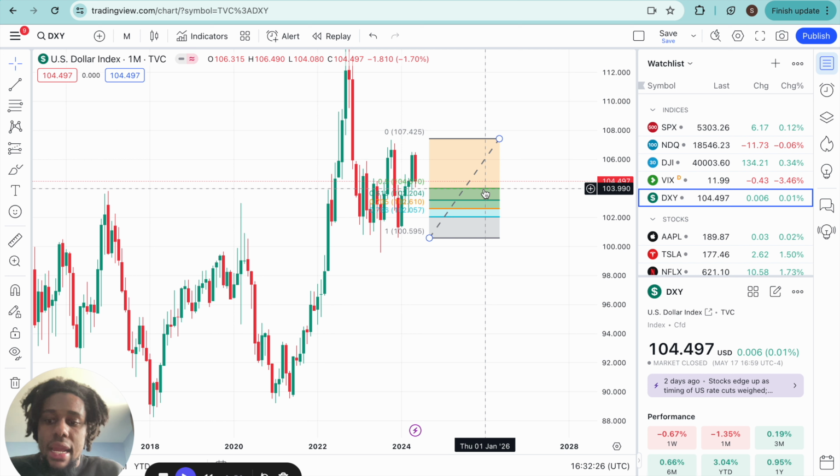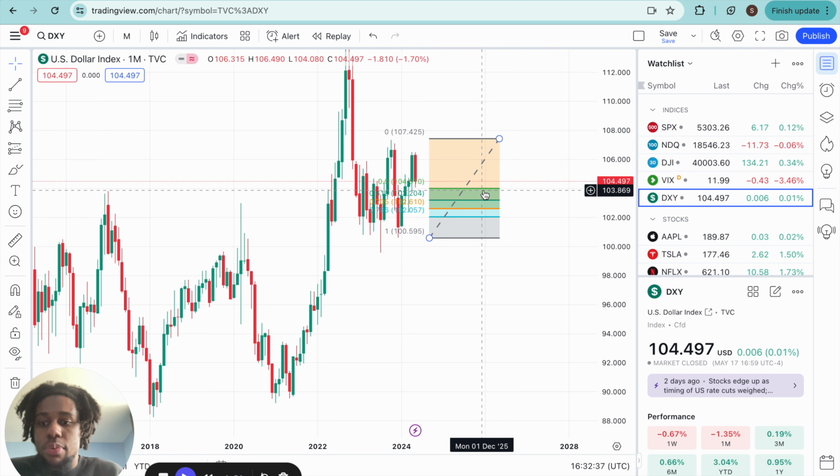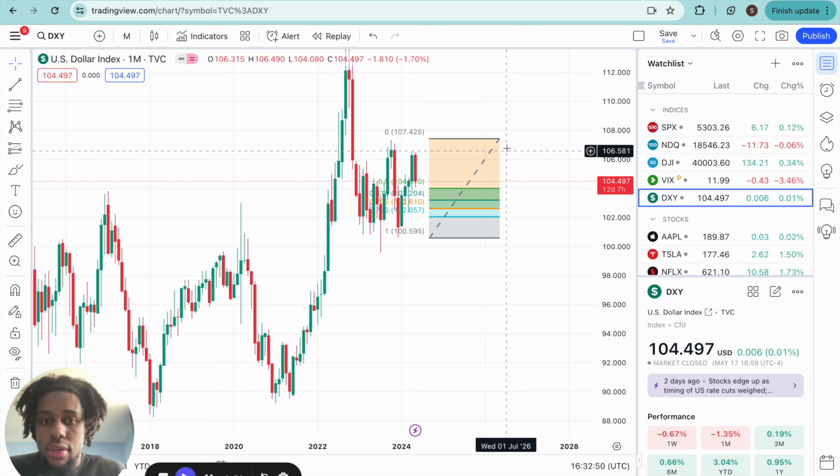Now, the reason why I incline more towards the former rather than the latter is because the first situation is supported by so many things, right? It's supported by intermarket analysis, whereby we're seeing bearish price action creeping in on the indices, and also across some of the commodities as well, which are typically inversely proportional to the dollar.